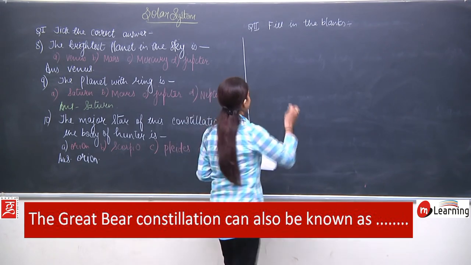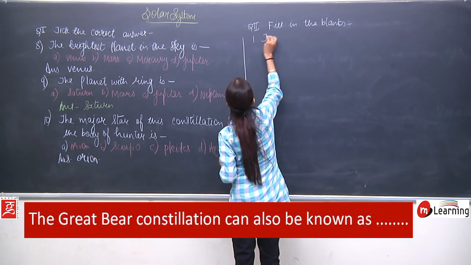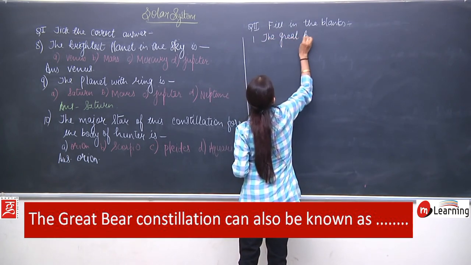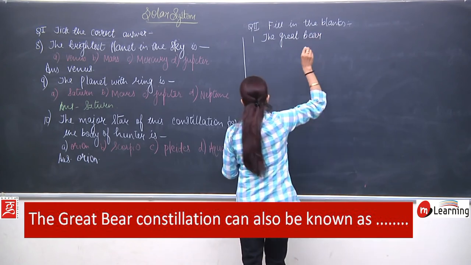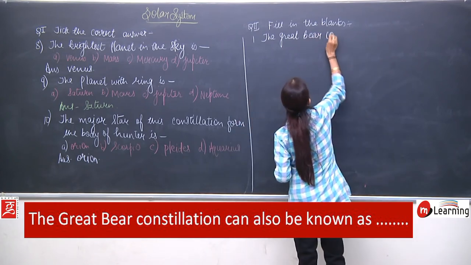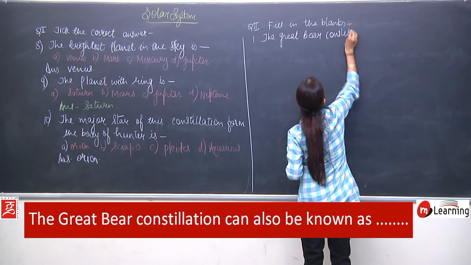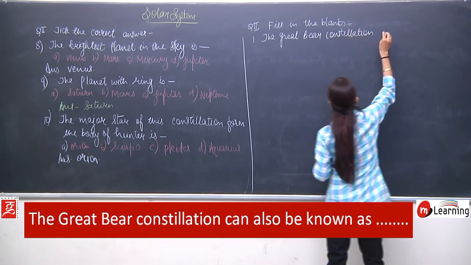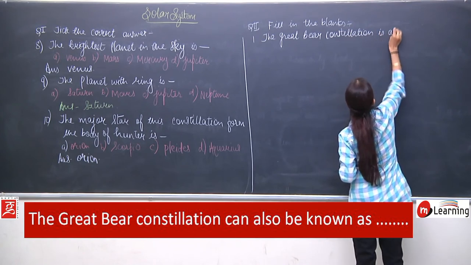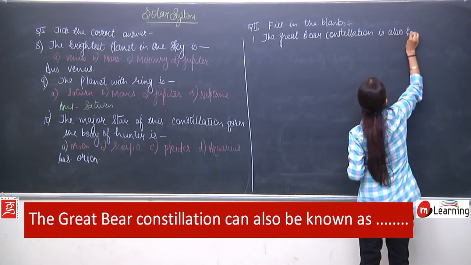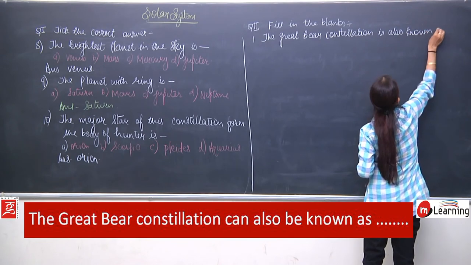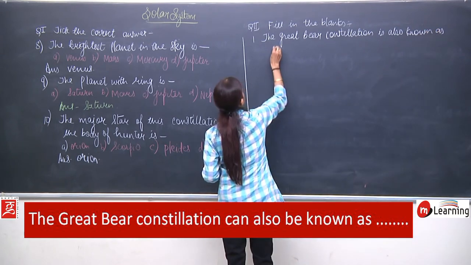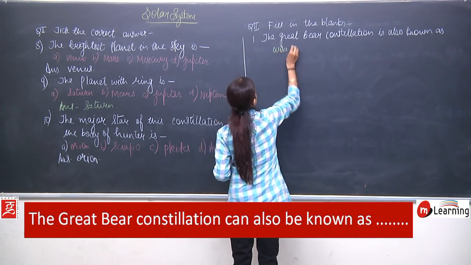So the first is, the Great Bear constellation is also known as Ursa Major.